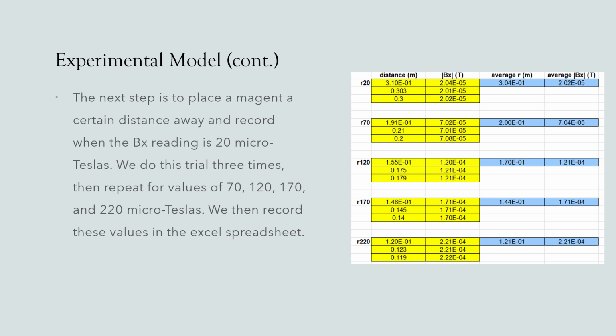The next step was to place the magnet a certain distance away and record when the Bx reading is 20 microteslas. We do this trial 3 times and then average it to find the average reading, and then repeat this for the values of 70, 120, 170, and 220 microteslas. We then record these values in the Excel spreadsheet.